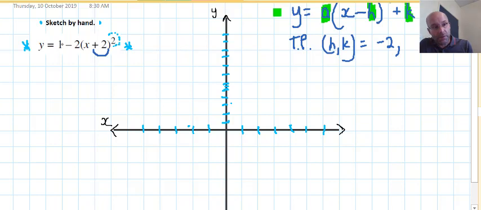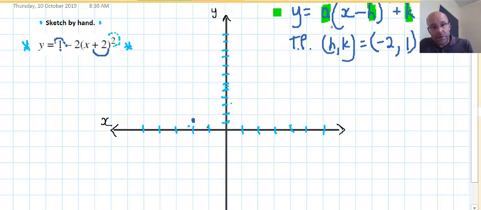K, as we said just before, is sitting on the front and it's +1. So the turning point will be at (-2, 1). So I'm going to go -2 and 1, which will be there. That'll be our turning point we'll use in a minute.